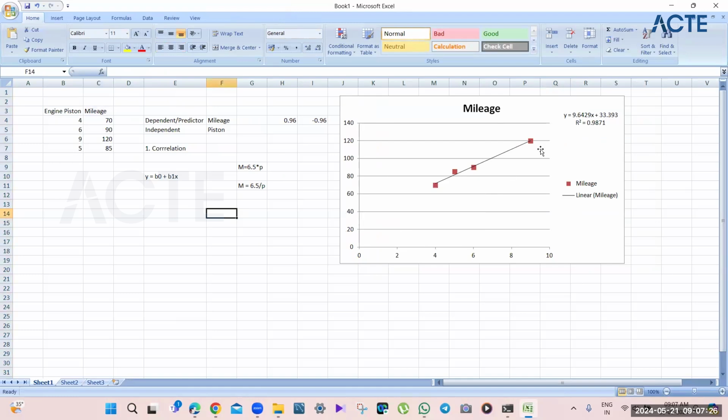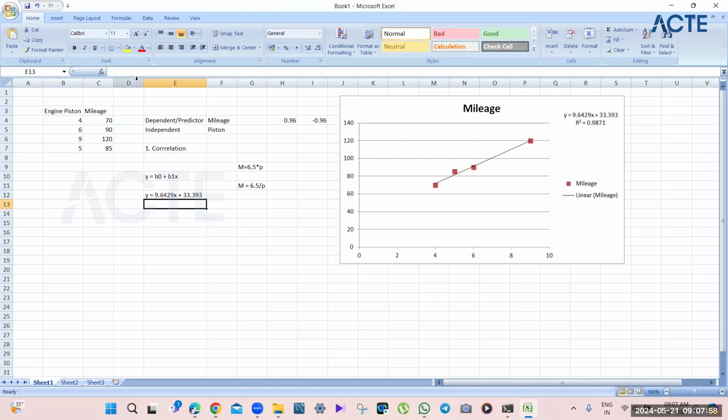Okay, so let's imagine this is my variable. So now what is the y? Y is equal to, what is the equation? I can just copy it from here. Y is equal to this. Y is equal to 9 point something 64 plus 33.33. So this is the value of y.